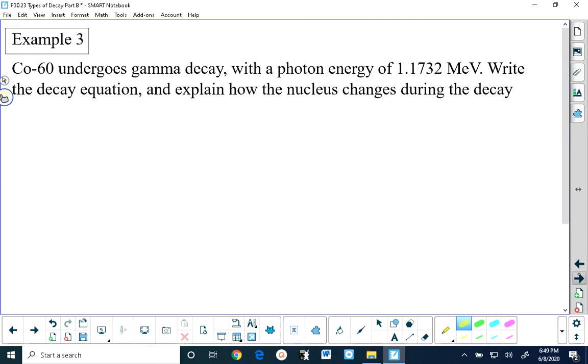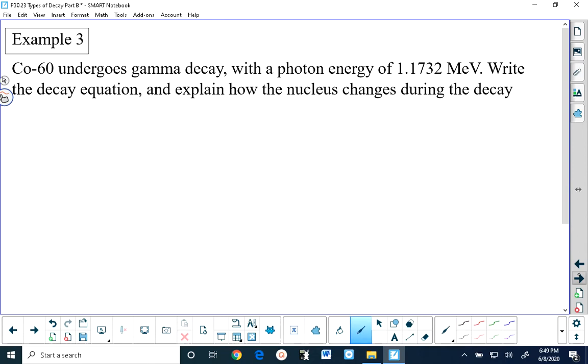What that means is that the nucleus went from some unstable configuration of nucleons to a more stable configuration of nucleons. And how much more stable is the configuration? It's more stable by 1.1732 million eV. Write the decay equation and explain how the nucleus changes during the decay.